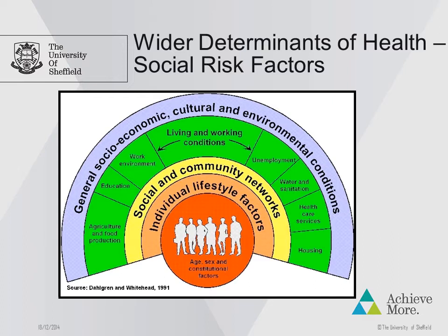For example, do you have a job? Are you working in a safe environment? How well educated were you? How easy is it for you to access food, and particularly healthy food? What's your housing like? All of these different factors are broader things that determine people's health and actually have as much influence on health as genetic factors and age and gender.